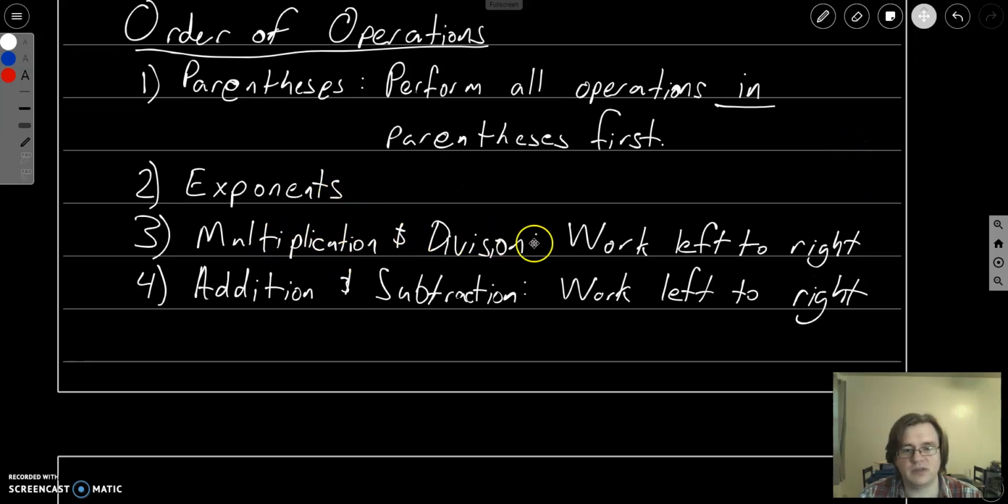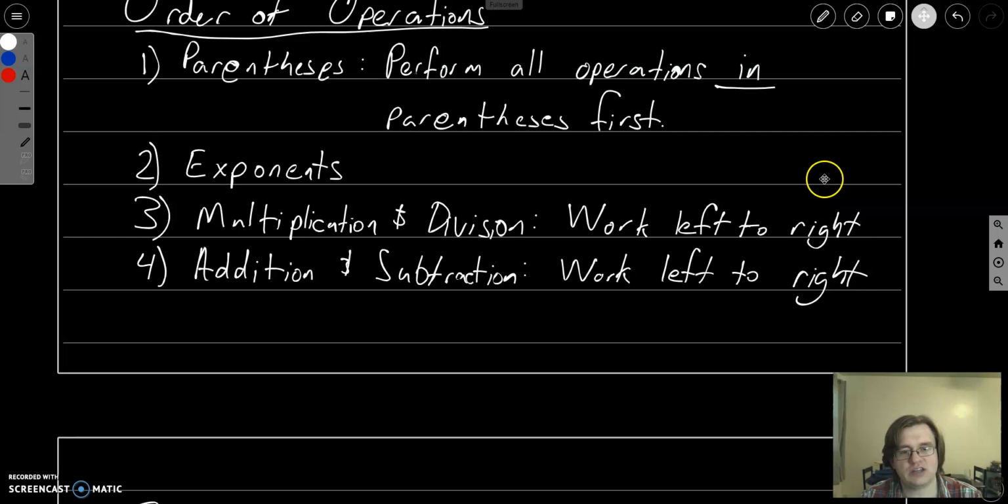Next, we go in order from left to right, looking at multiplication and division. Anytime we will be multiplying 2 numbers or dividing 2 numbers, we just work from left to right. And addition and subtraction, we do the same thing. We just work from left to right, doing all the additions and all the subtractions.